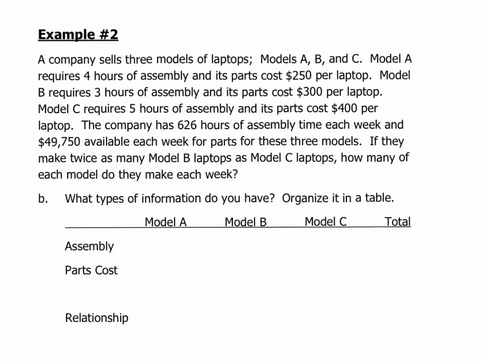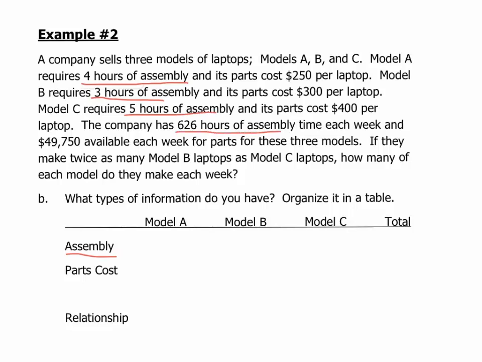Now we need to organize the information that we have, and what I like to do is always put my different variables in the different columns, and then I usually have a total column. Looking back through the problem, they give me lots of numbers about assembly time, and so I'm going to have one row in my table all about assembly. Each Model A requires 4 hours of assembly time, Model B requires 3 hours, Model C requires 5 hours, and I have a total of 626 hours.